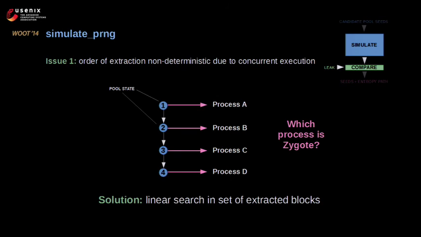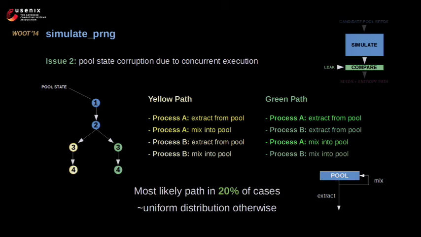In order to do this, we have 2 problems. Firstly, this is already a user-space process, so the Linux kernel is running in concurrent mode, meaning the scheduler can simply decide when to execute the different pools, the different extractions from the PRNG. So our first issue is we don't exactly know which process the Zygote process is for which to compare simulated results. It's simply solved because we just extract a set of data, many blocks of data from the PRNG, and perform a linear search. And if we find it, well, then we know our candidates are correct.